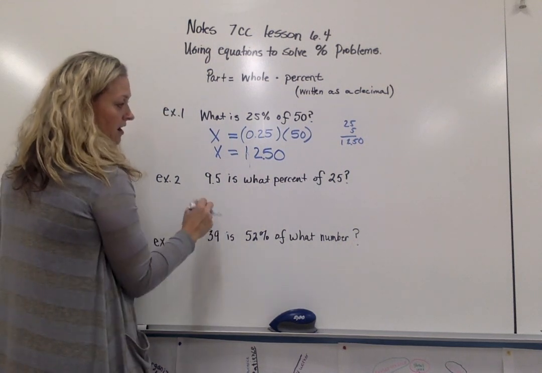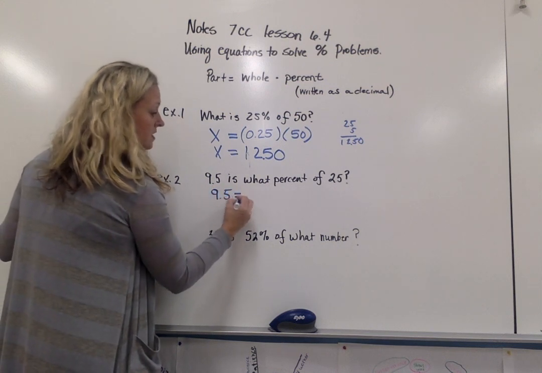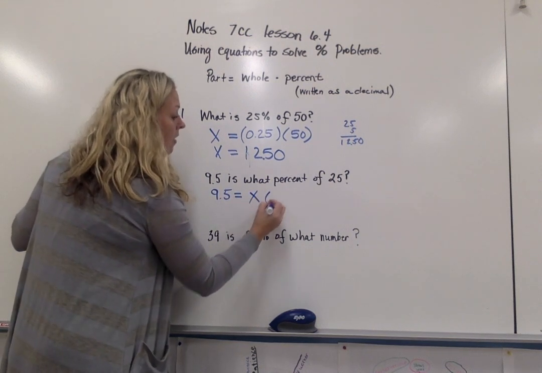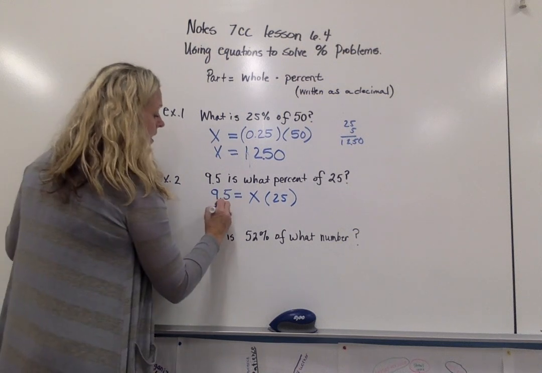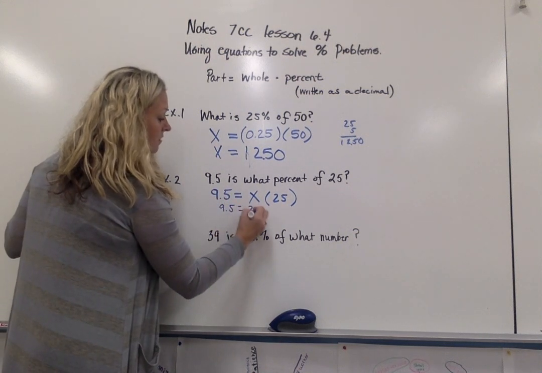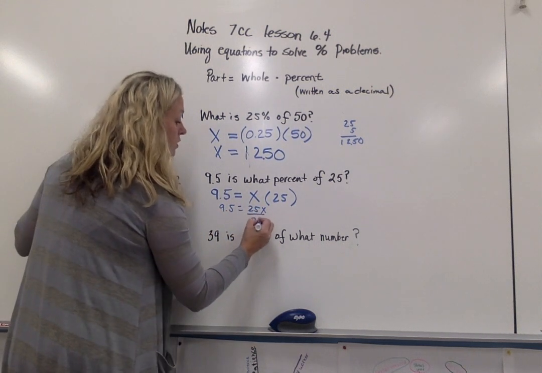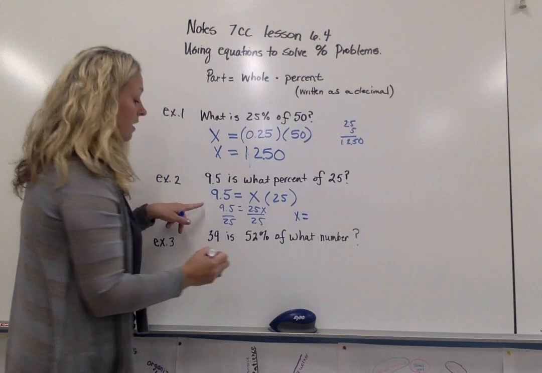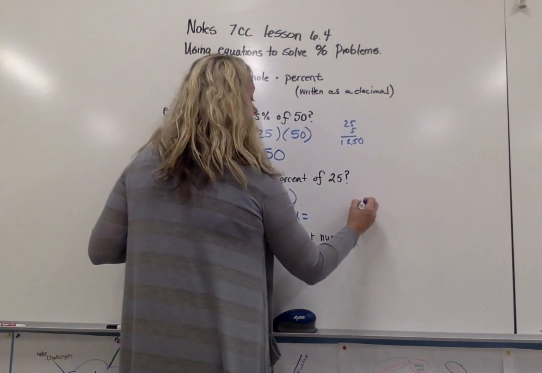9.5 is what percent of 25? So 9.5 is equal to what percent, I don't know, so I use a variable, of 25. I'm going to rewrite this as 9.5 equals 25x. I have a one-step equation in which I'm going to solve by dividing by 25. X is equal to whatever 9.5 divided by 25 is, and I am going to doodle this off to the side.